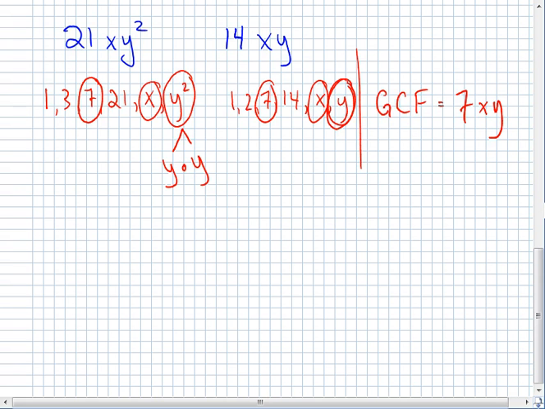In the next video, I'll have you try a couple and then show you a really cool, aka nerdy, method to find the GCF for numbers.